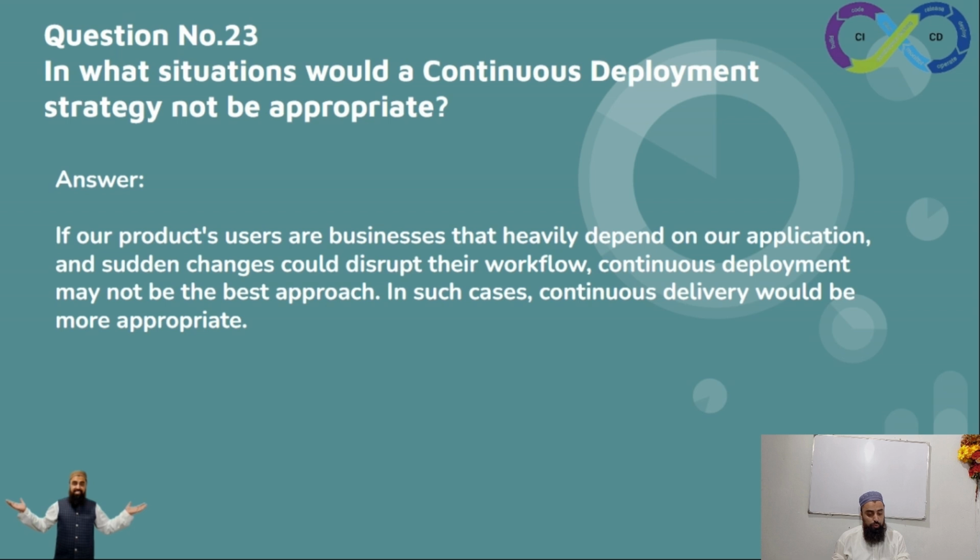If our product's users are businesses, now this is something very critical. We must not deploy automatically into production if our users are businesses that heavily depend on our application. Because it can affect their businesses and certain changes could disrupt their workflow, continuous deployment should not be the best approach here. In such cases we can use continuous delivery, which involves manual intervention, and it is more appropriate.